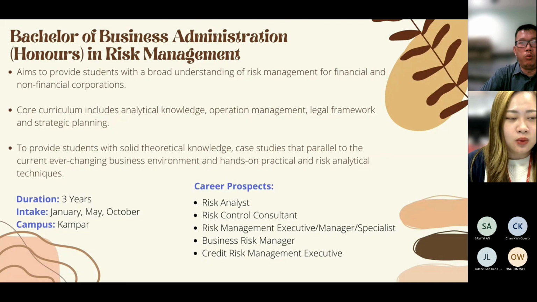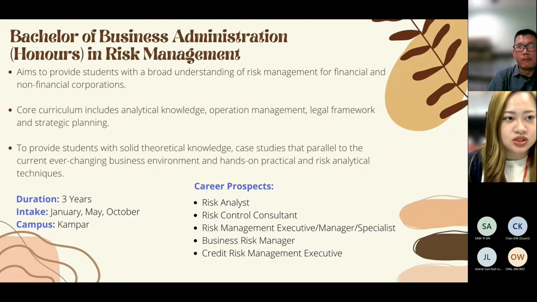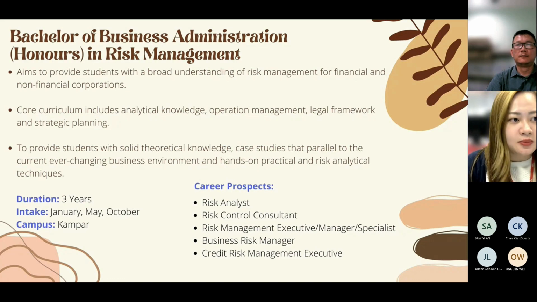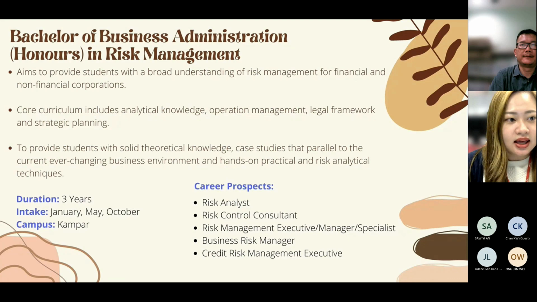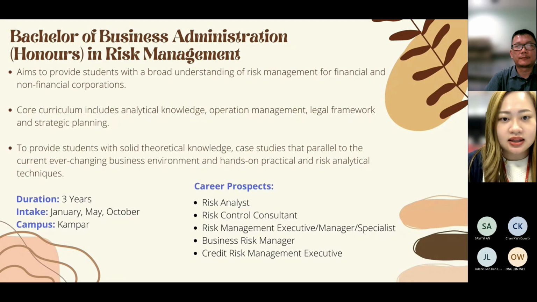We have one program related to risk, which is the Bachelor of Business Administration Honors in Risk Management. This program aims to provide students with a broad understanding of risk management of financial and non-financial corporations. The core curriculum includes analytical knowledge, operation management, legal framework, and strategy planning. It also provides solid theoretical knowledge, case studies parallel to the changing business environment, and hands-on practical and risk analytical techniques.